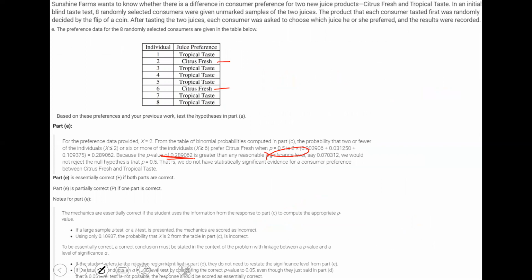So that's why they say that we would fail to reject the null hypothesis, right? Because p-value, I know there's a lot of p here, but this is p-value. 0.289 is greater than any significance level, which is alpha. So that's why we say we fail to reject the null hypothesis. We don't have enough evidence to support that the consumer preference is different, right, between the citrus fresh and tropical taste.